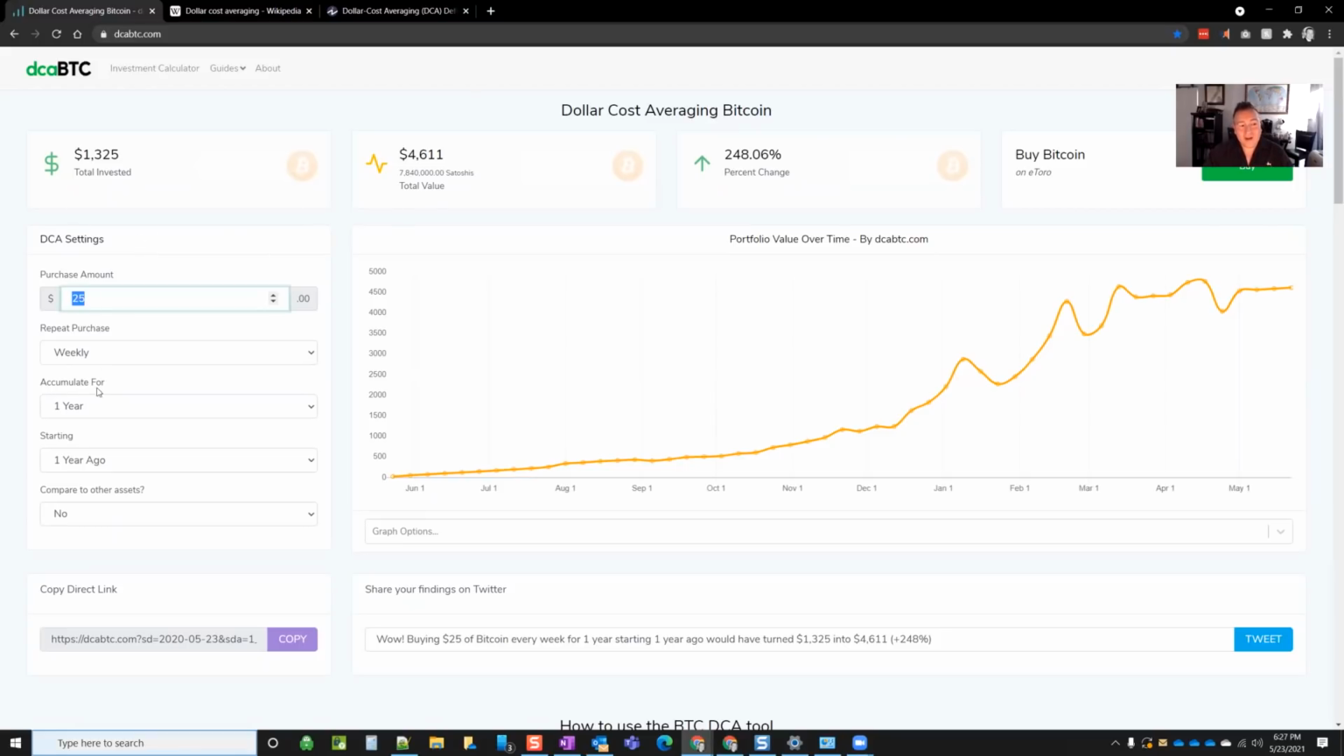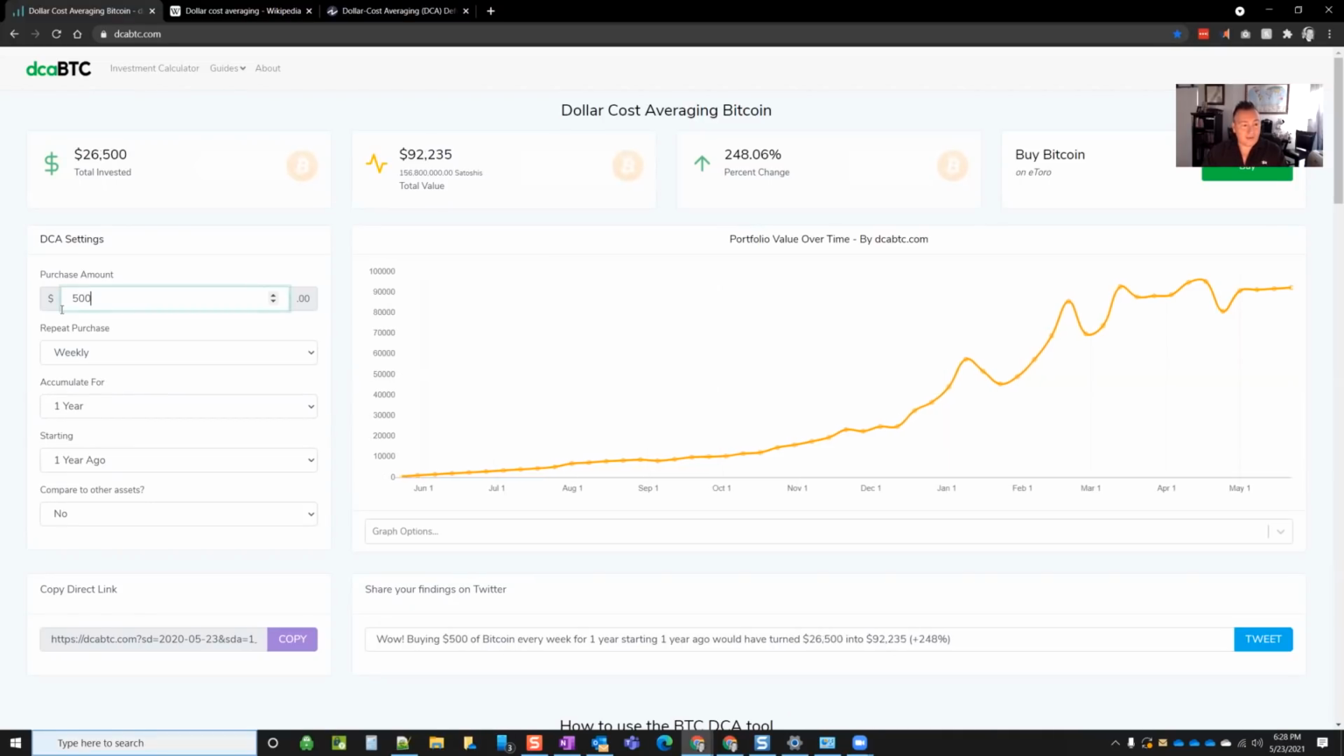Okay, so basically $25 weekly. All right, so you put in the amounts and you want to play with it and see what it is. So $25 weekly for a year. So if I started a year ago and I put $25 a week in Bitcoin, my outlay would have cost me $1,325, but it'd be worth $4,611 today, right? So let's amp this up a little bit.